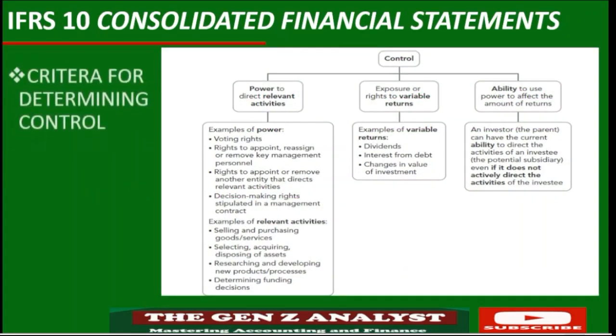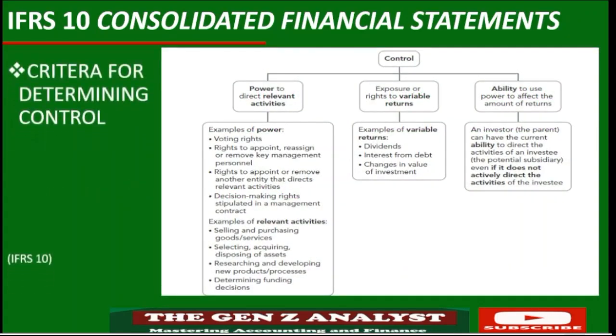Alright, now let's look at the criteria for determining control. What do we have to see for us to know that you actually have control? So what that means is that having just above 50%, even though it is a very good indicator, there are other indicators that we look at to know whether control actually exists. So the first one is the power to direct relevant activities. The power to direct relevant activities.